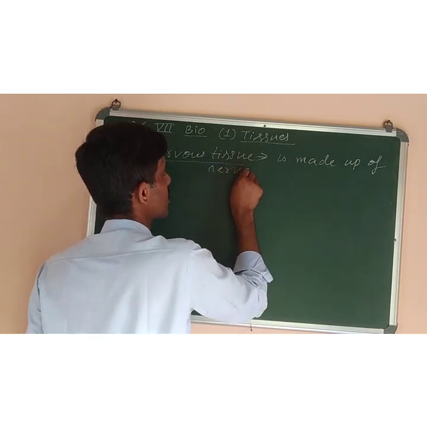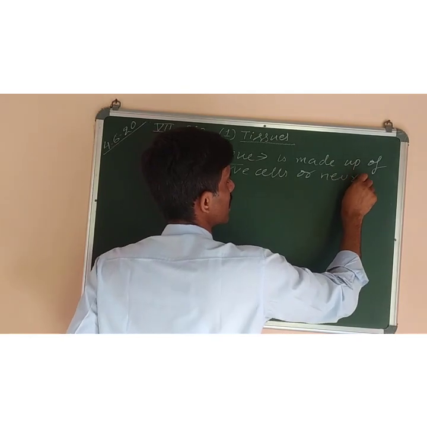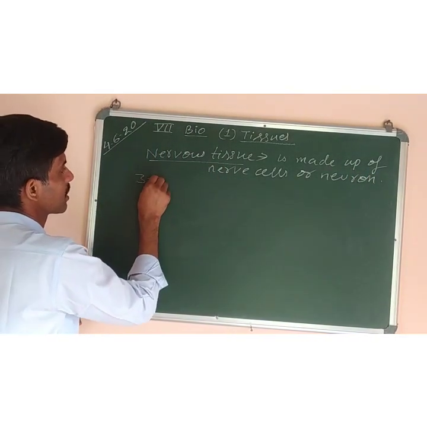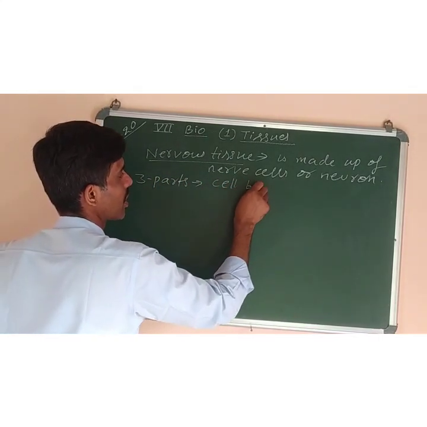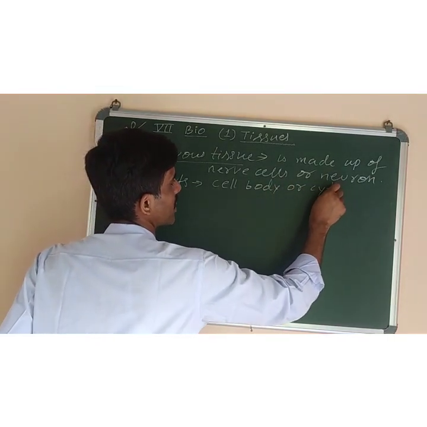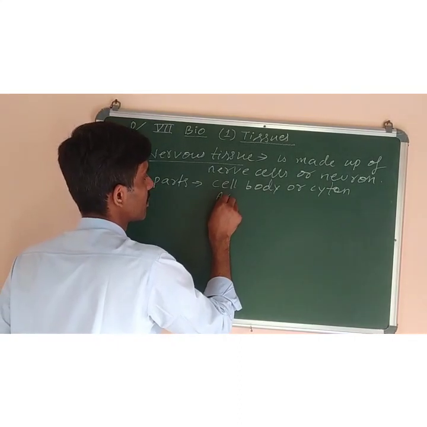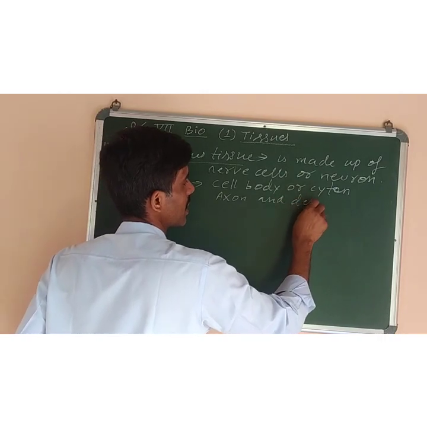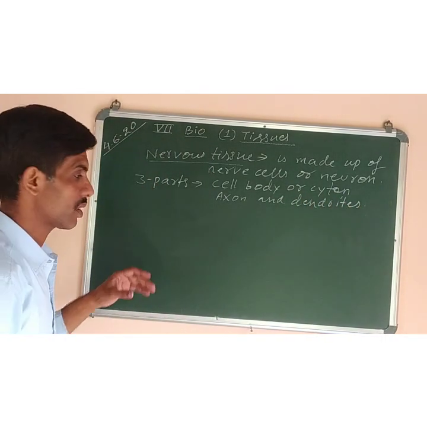Nerve cells are also known as neurons. Now what are the three main parts of a nerve cell or neuron? The three parts of the nerve cell are the cell body, or cyton, or perikaryon. Different names are given to it. The second is the axon, and the third part is known as dendrites. So with the help of a diagram we will study all the three parts.